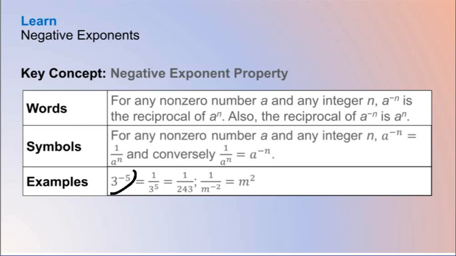So if I have 3 to the negative 5th power, the reciprocal of 3 is 1 over 3, and then I raise that to the 5th power, which would give us 1 over 243. Likewise, if I have a negative exponent in the denominator, the reciprocal of 1 over m is m, and now it's positive squared.